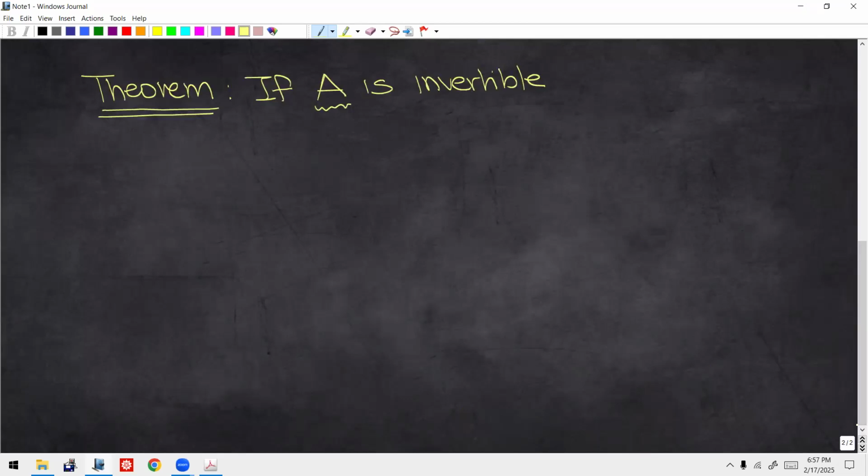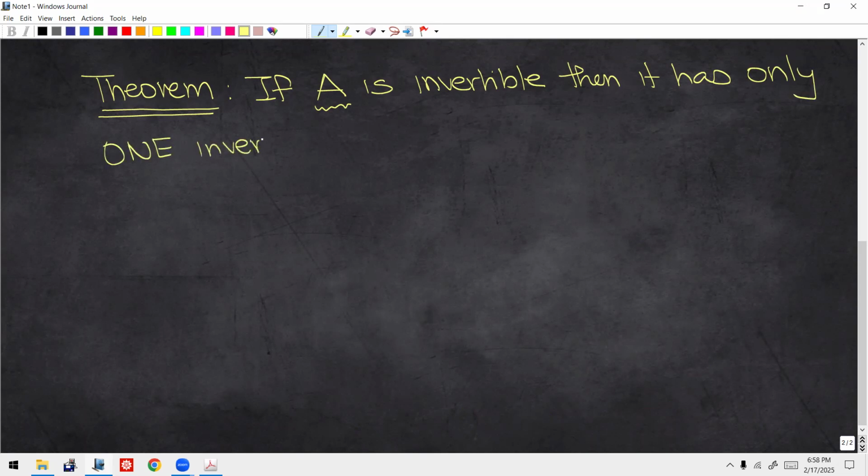If A is invertible, then it has only one inverse. I'll capitalize the word ONE inverse. So the inverse is unique in essence, okay? So what this is saying is that the inverse is unique. That is, inverse is unique. Can't have two inverses for the same matrix, okay? So that's what that means.